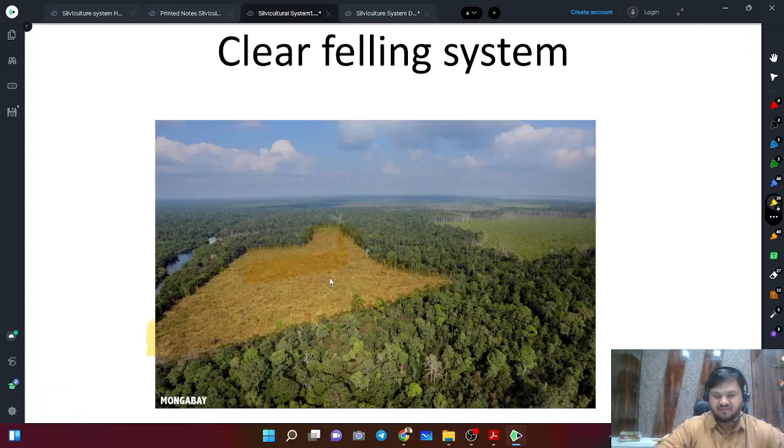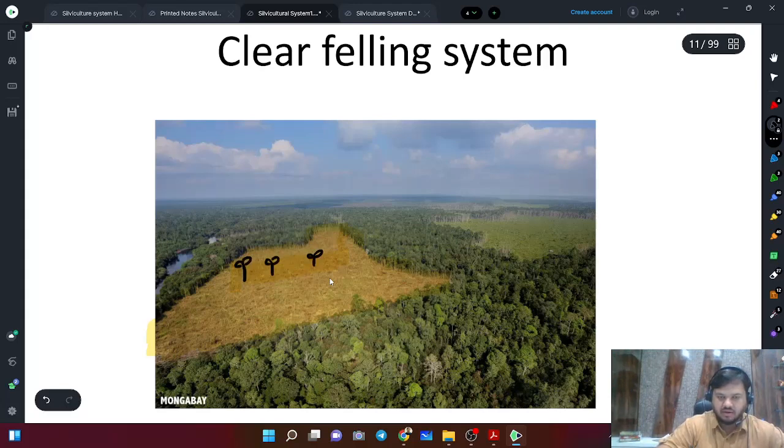Now they have just freshly cut this area. Now they will replant it. Maybe they will sow some seeds here, or maybe they will do some plantation, bringing plants from a nursery and planting them here, whatever they want to do depending on their investment and all those things. So now they will regrow here, and within a few years it will again become a forest. So this is the system they adopted, the clear felling system.